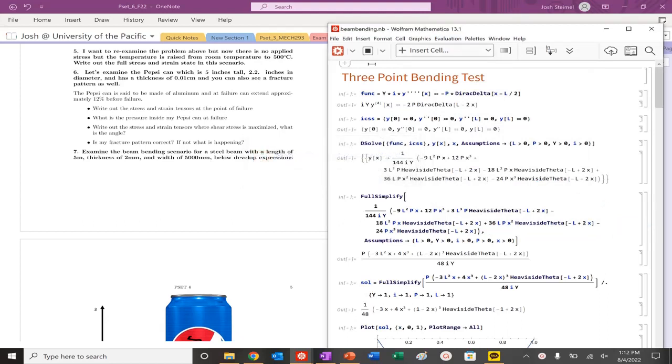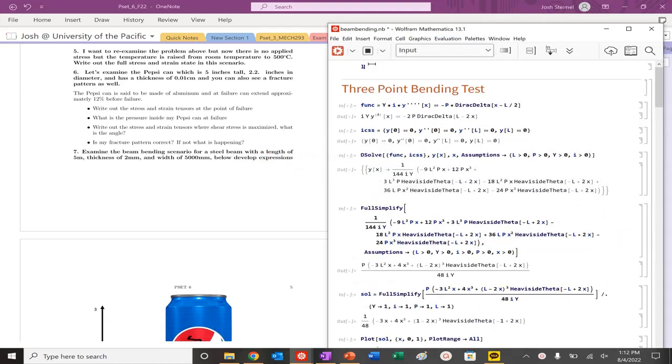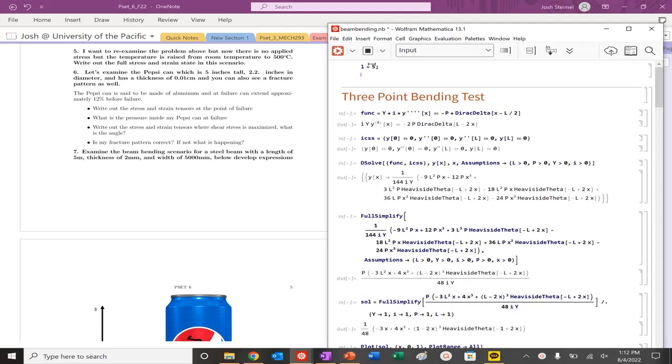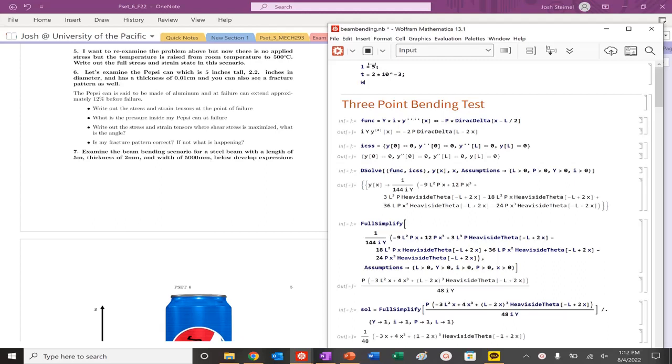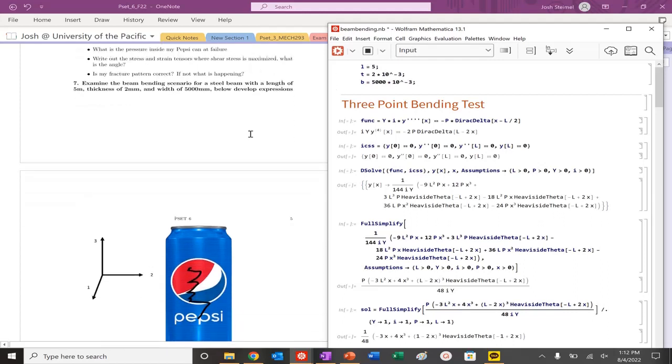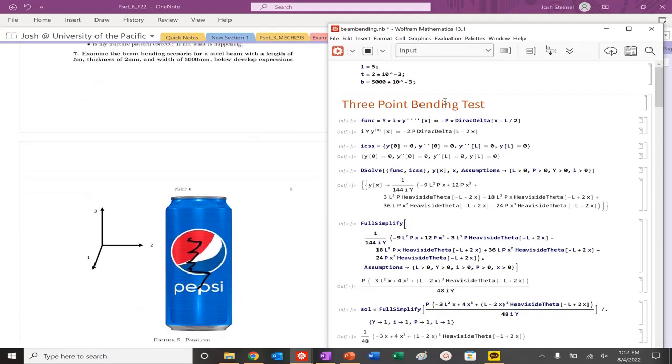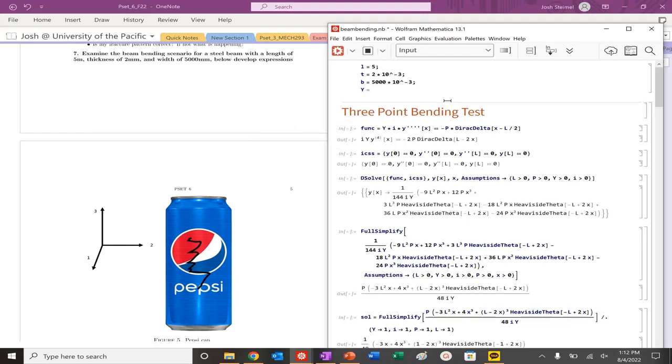Plagiarism is the sincerest form of flattery. No, don't plagiarize. That will be bad. Thickness is equal to 2 times 10 to the minus 3. Our base is equal to 5,000 times 10 to the minus 3. All right. Steel beam, so we know that our E is equal to 100 times 10 to the 9. And if we needed our nu, it would be 0.3.